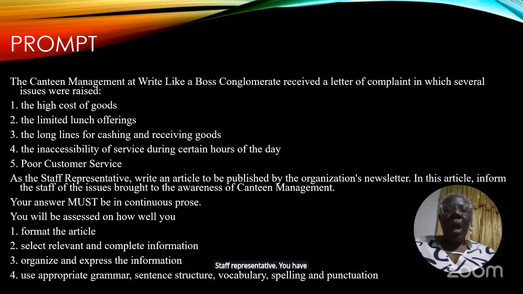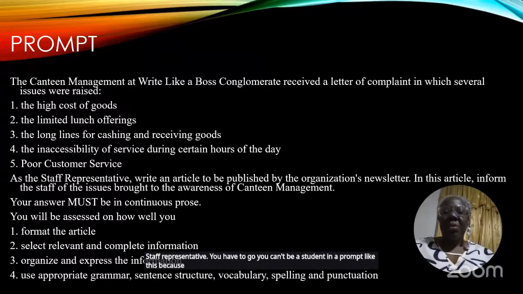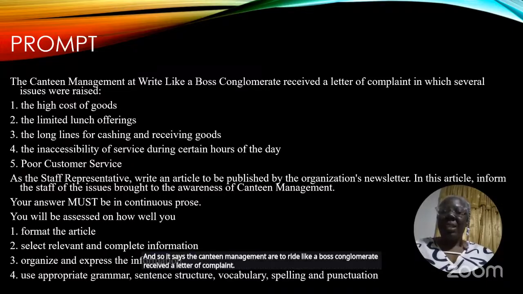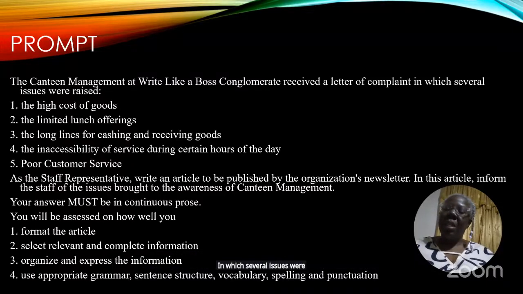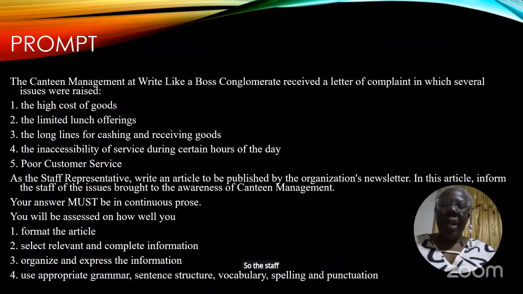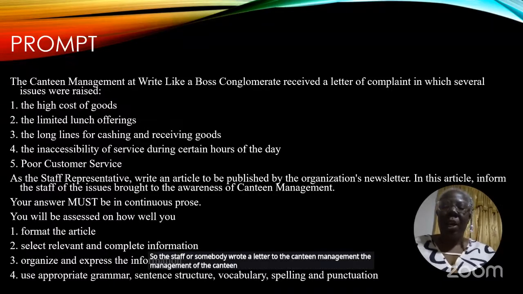You can't be a student in a prompt like this because there's no space for students in this. This is a business. This is an organization. And so it says the canteen management are to write like a boss conglomerate received a letter of complaint in which several issues were raised. So the first thing that you should recognize is that the canteen got a letter of complaint. So the staff or somebody wrote a letter to the canteen management, and these were the things that they complain about.